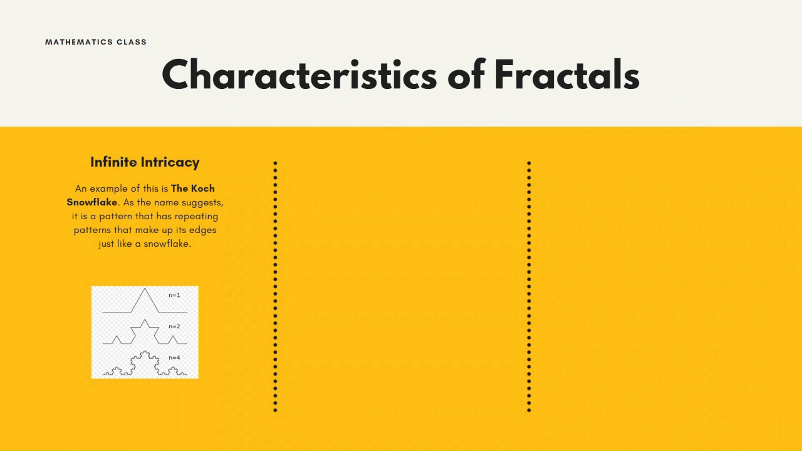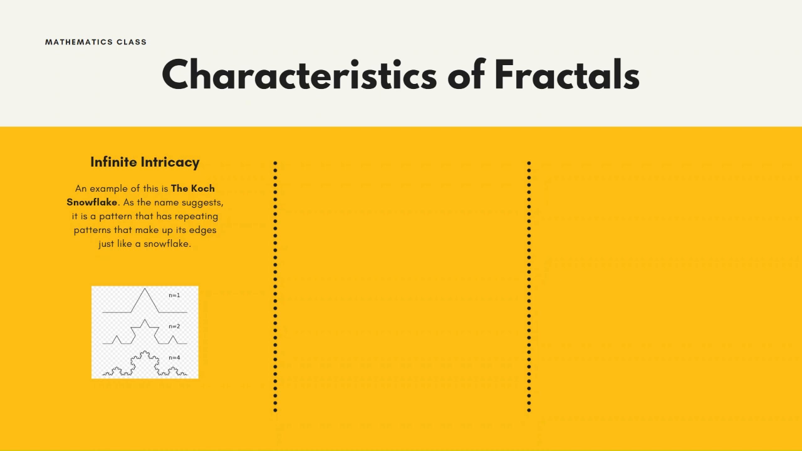As the name suggests, it is a pattern that has repeating patterns that make up its edges, just like a snowflake. So the Koch snowflake is an example of a fractal that has the capability to snowball into a form with infinite edges. How you form it is by taking a triangle, then adding smaller triangles on each end, then repeating the pattern for each side of the triangles, eventually forming what looks like a snowflake. This is just as if each triangle is branching out of each other, creating an endless loop of triangles sprouting off other triangles.